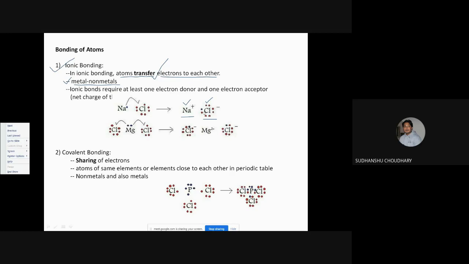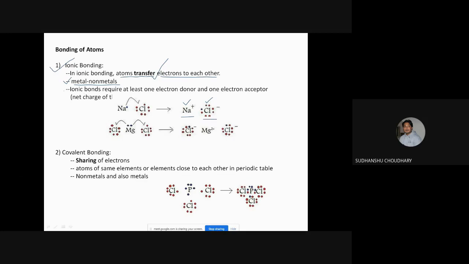Now chlorine, in both these cases, is an acceptor. It has accepted 1 electron from the sodium. So this becomes an acceptor. Chlorine is an acceptor because it is accepting 1 electron, and sodium is a donor because it is donating 1 electron. Similarly, here magnesium is donating 2 electrons, one to this chlorine and one to this chlorine. So magnesium is a donor over here. It's ionized now, so 2 plus because 2 were donated. Similarly, chlorine is an acceptor, so this is represented by the Cl minus sign.